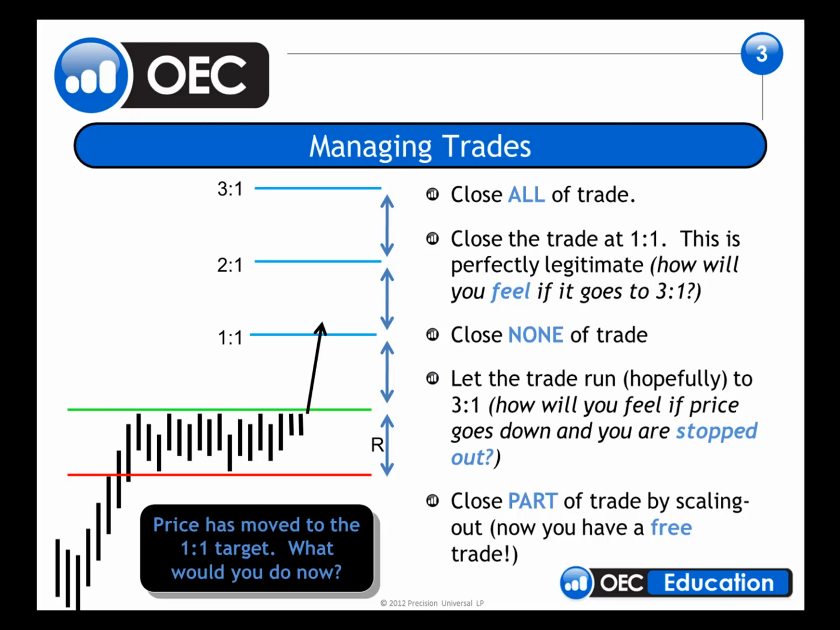Okay, so if you close none of the trade at 1-to-1, then you are at risk of potentially being stopped out while looking for a 2-to-1 or a 3-to-1 payout on the trade. However, if we close part of the trade at 1-to-1 and scale out as our exit strategy, then we create an advantage for ourselves by minimizing our risk as the market moves in the direction of our trade.